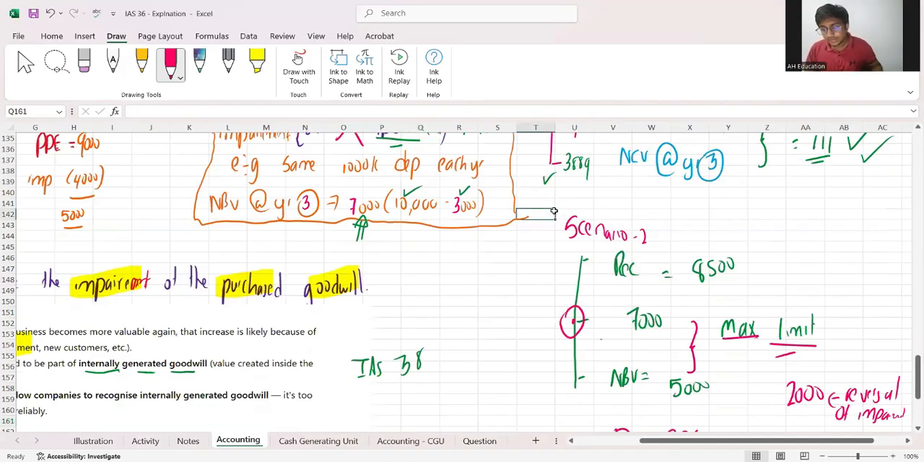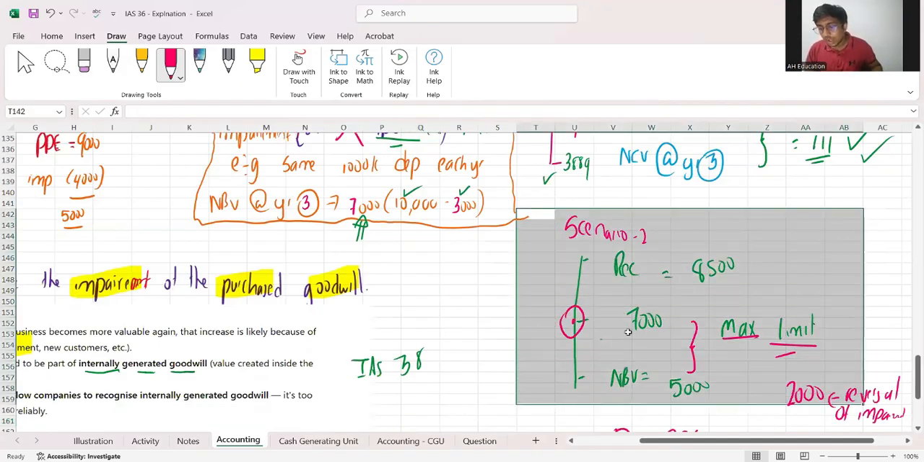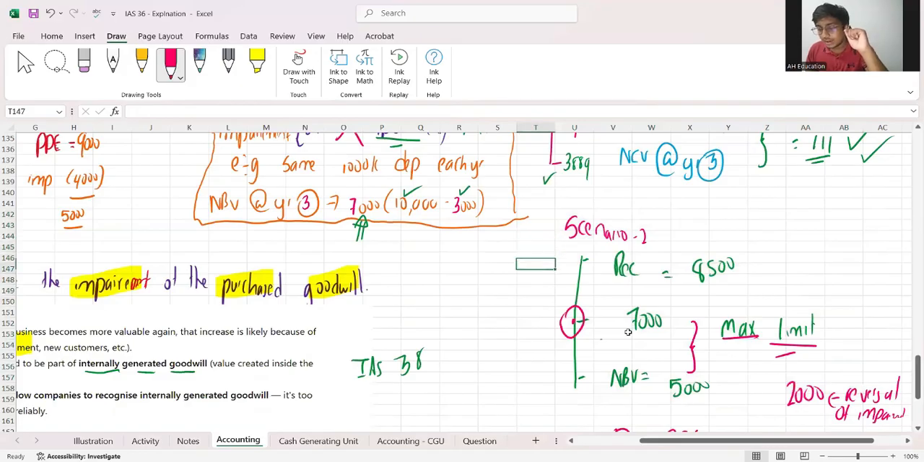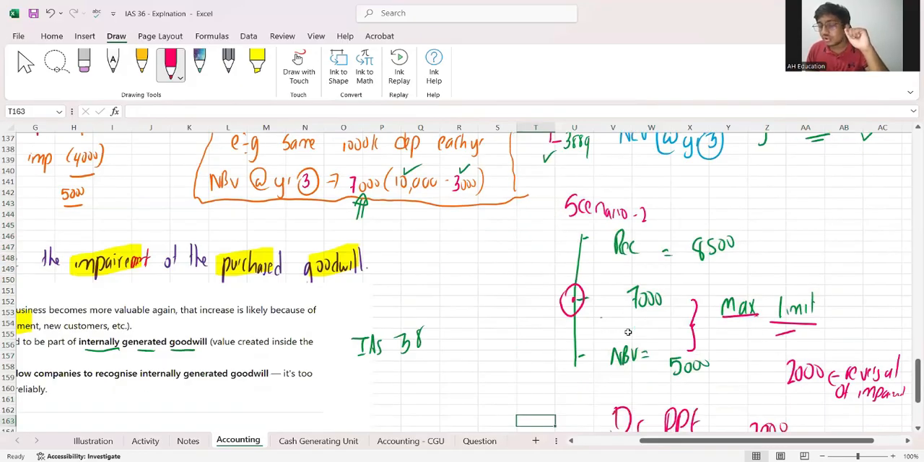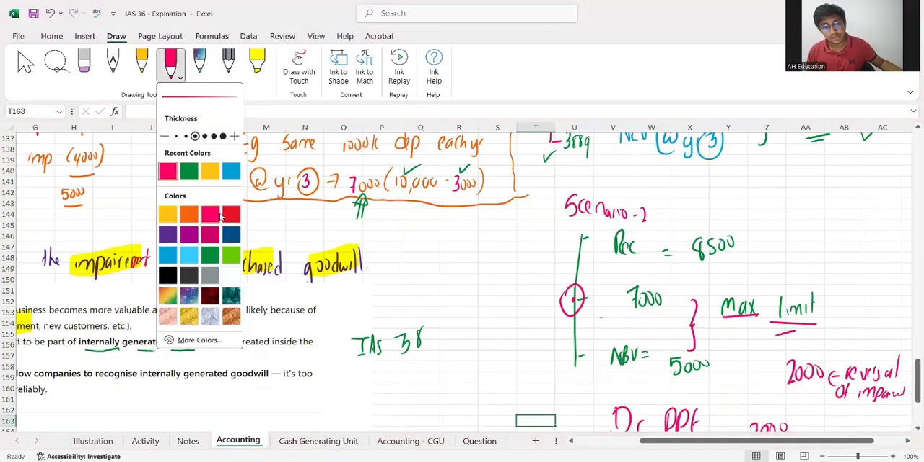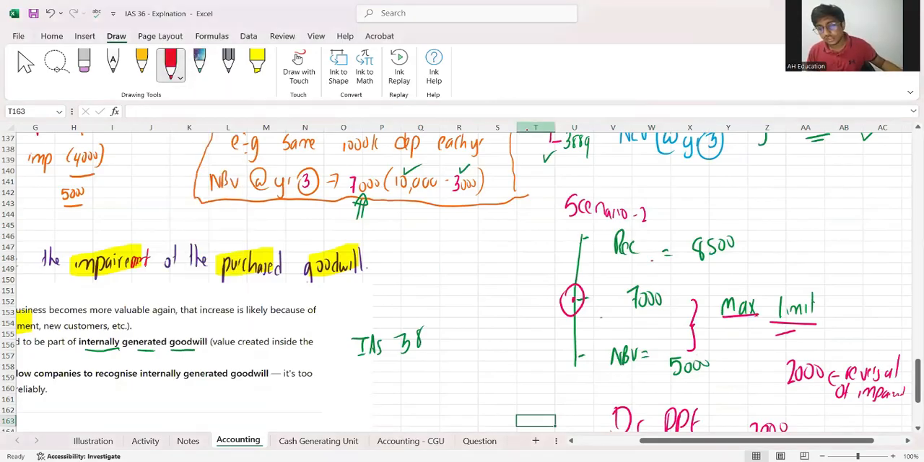But in scenario 2, our reversal amount or the recoverable amount is more than your maximum limit. Can you see? So this part is not allowed. Can you see my red line? It is not allowed. You can only reverse until this part. Okay. Don't worry, we have questions coming up. And if there's a relevant question, I will be including that in your upcoming recording.